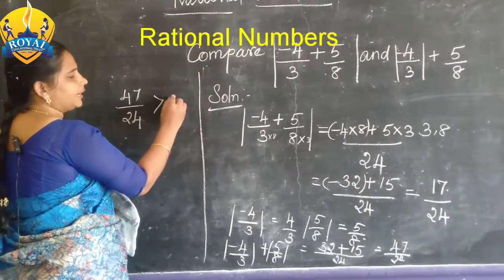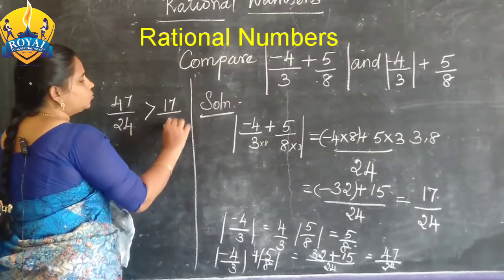greater. For the greatest number, 17 by 24.